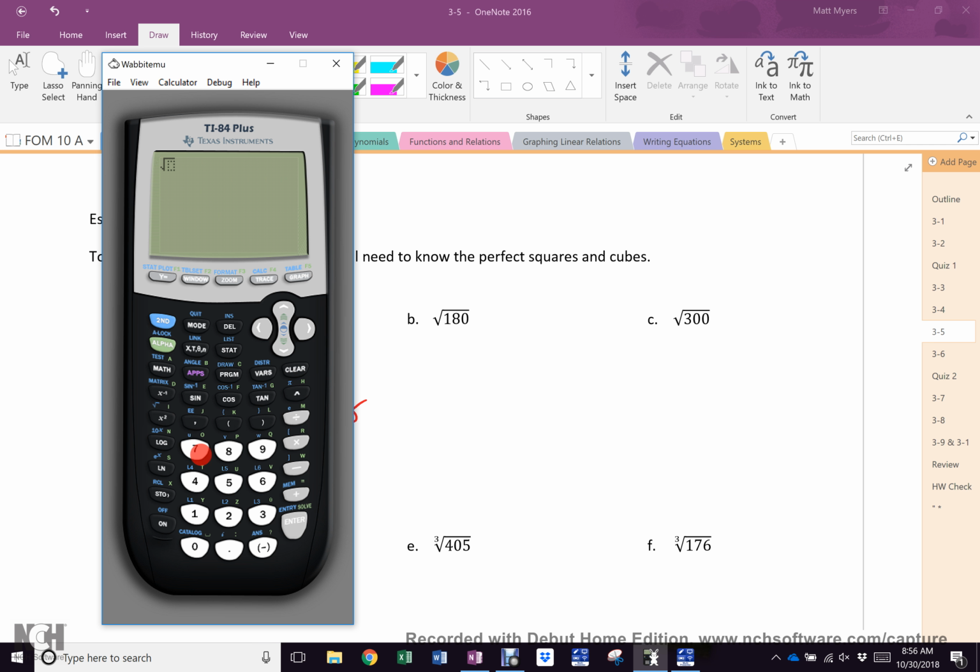Square root of 72: 8.48. Is 8.5 a good guess? Great, let's do the next one.